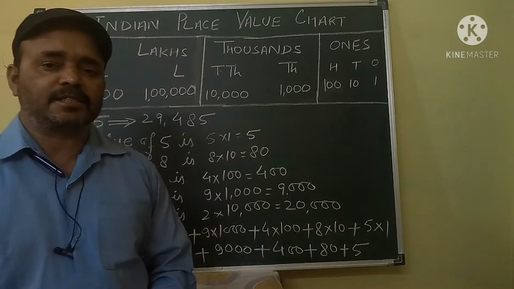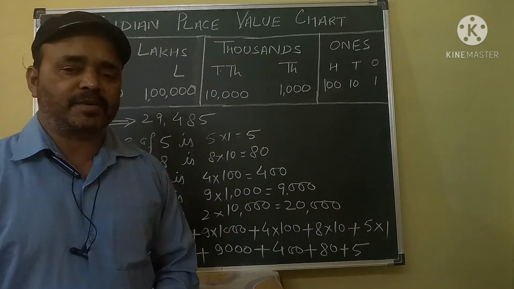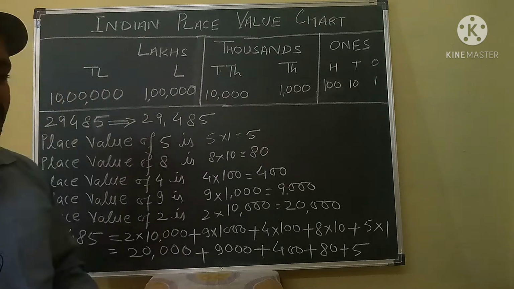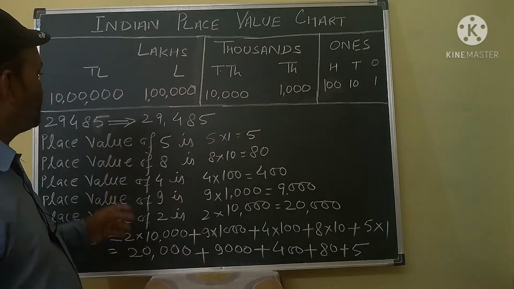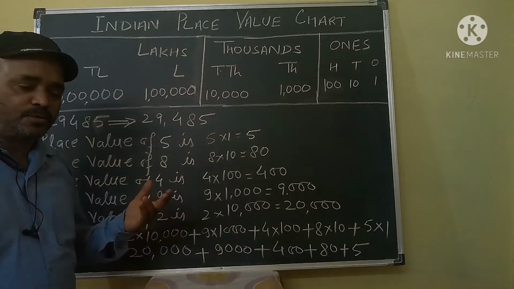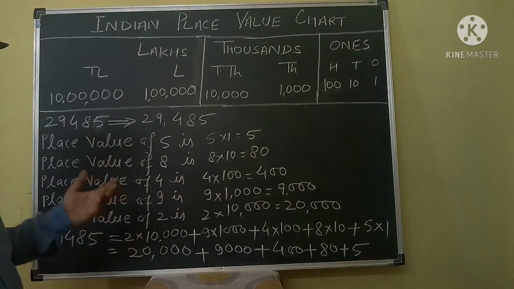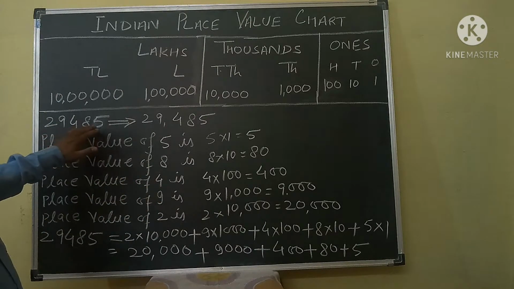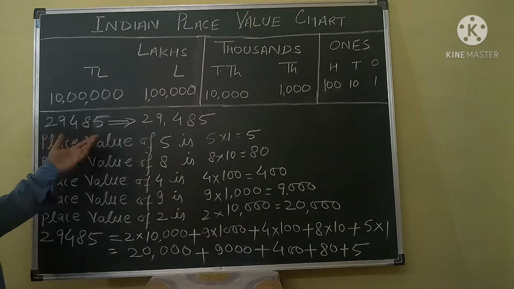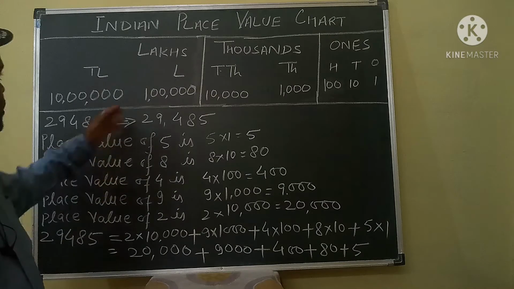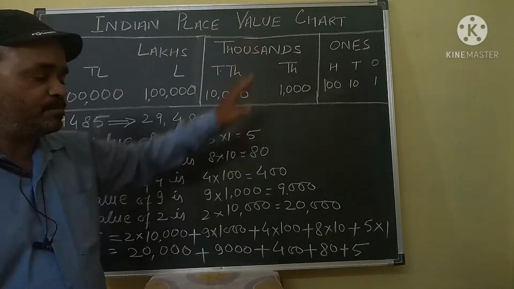Now today we will discuss expansion of any natural number according to the Indian place value system. My dear students, suppose I have one example. Suppose you have 29485. This number, how can you give the expanded form according to the Indian place value system?